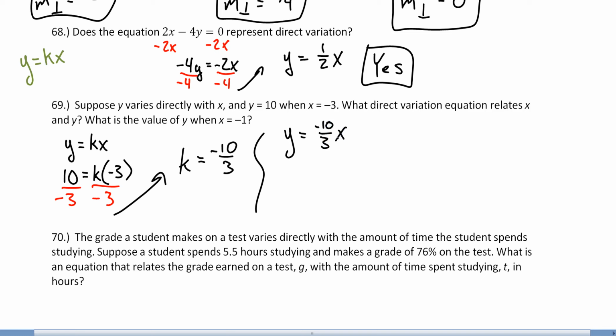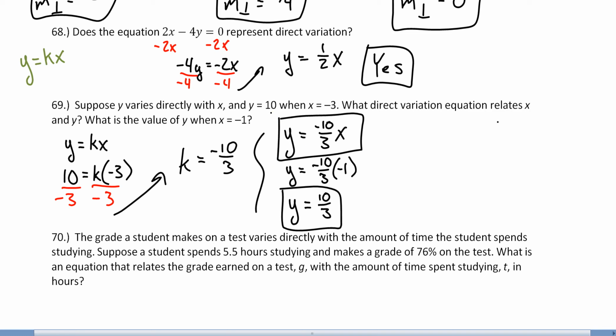And now if I want to find other values, all I have to do is plug the values into my equation. And so this one asks me to plug a negative 1 in for x. And when I do that, I find out that y equals 10/3. And that's it. Okay, so it asked me to write the equation. That was this guy. And then it asked me to find that value, which is the y value that I've written down here. And that's it.